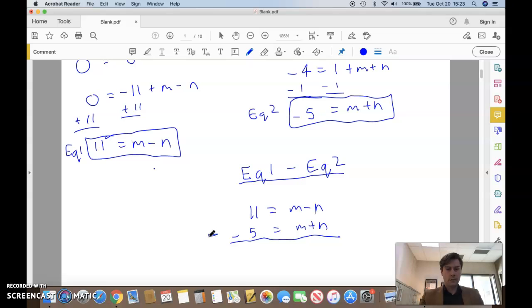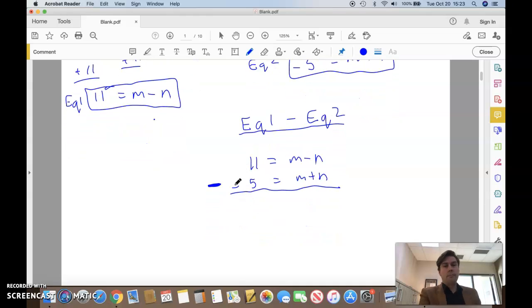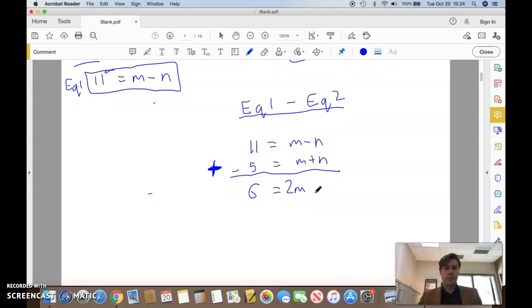You're going to subtract both of those. So 11 minus, okay, so we're actually adding these, then we don't have to work so hard. So 11 minus 5 is going to give us 6. m plus m is 2m, and negative n plus n is 0. And so we have 2m equals 6, divided by 2, divided by 2. m is going to be 3.